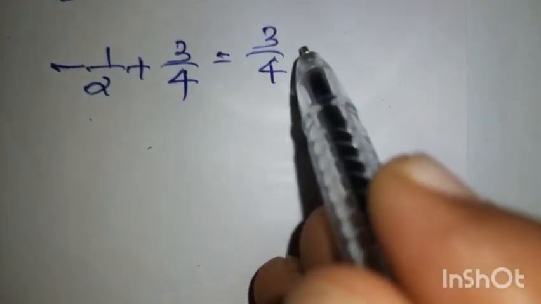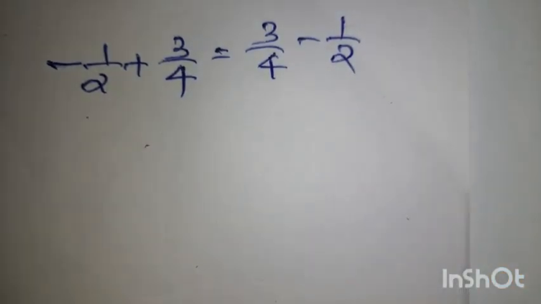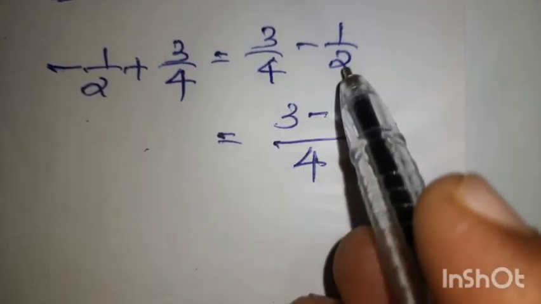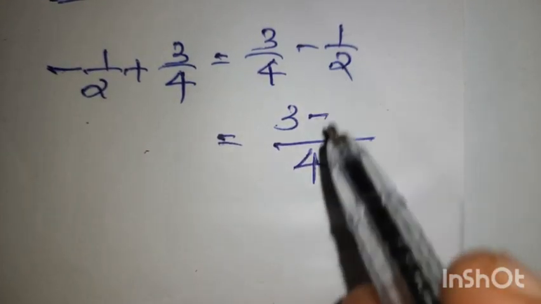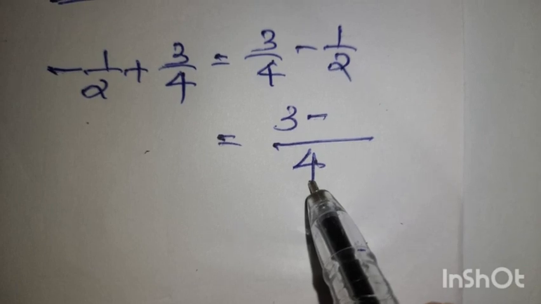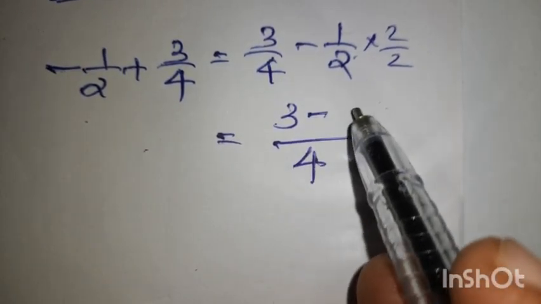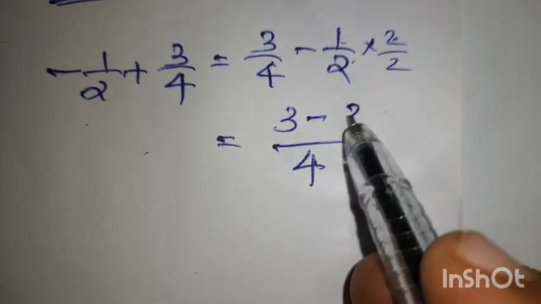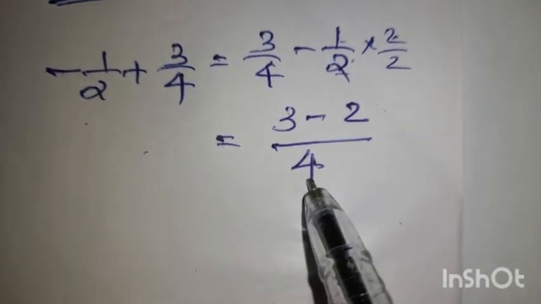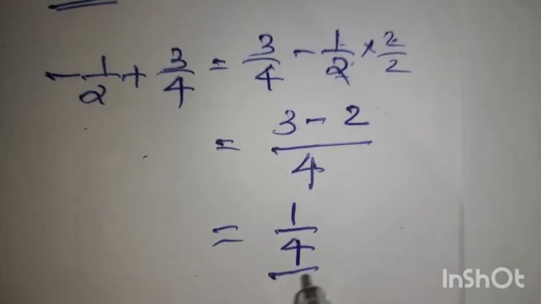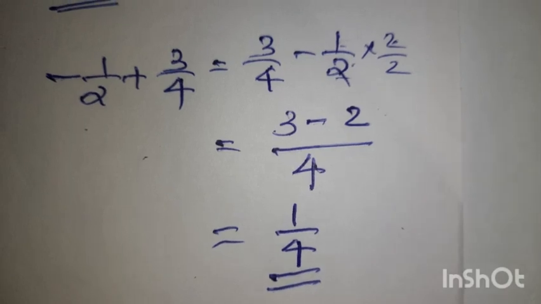Minus 1 by 2 plus 3 by 4. How will you write? 3 by 4 minus 1 by 2. Then make the denominator common, 4. So 3 minus 2, you have to convert to 4. So multiplying by 2, if you multiply 2 top and bottom, you will get 1 into 2, 2. The bottom side is 4, the denominator 4 itself. So it is 1 by 4. The answer is 1 by 4.